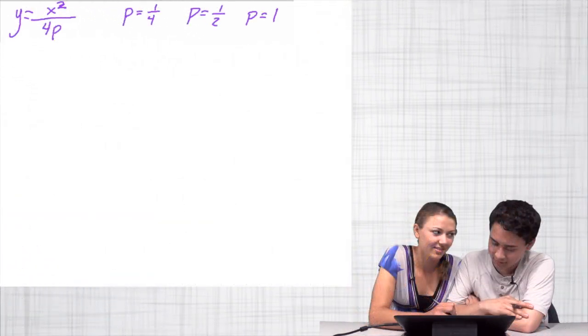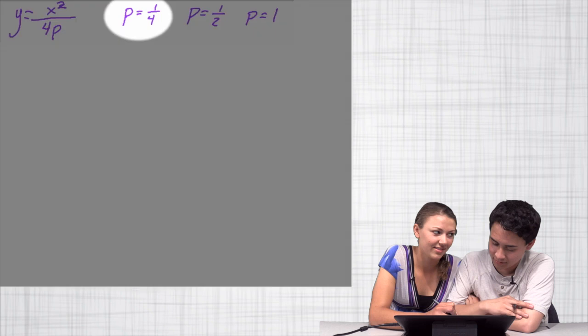In this lesson, Sasha and Keoni will graph 3 parabolas and see what happens each time the p-value increases. They have decided to work with p equals 1/4 for the first parabola, and then increase the p-value to 1/2, and then finally to 1.